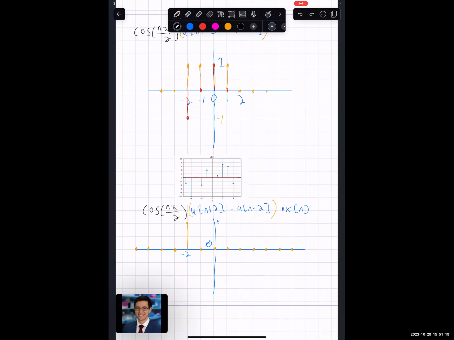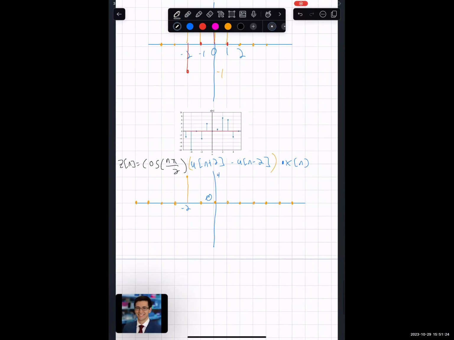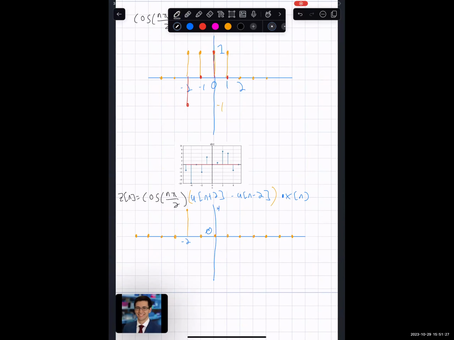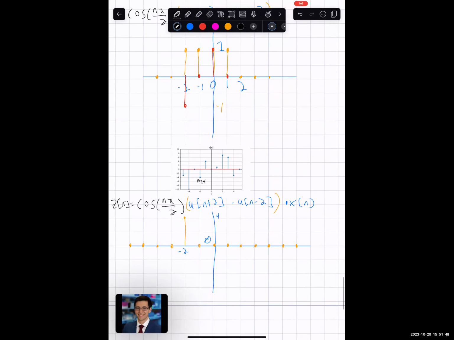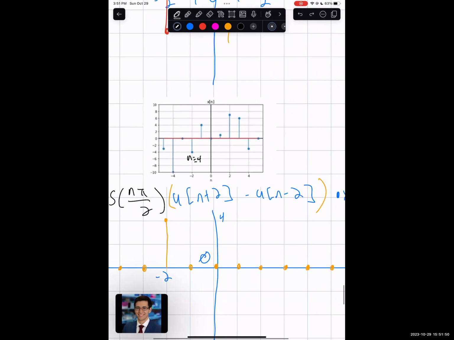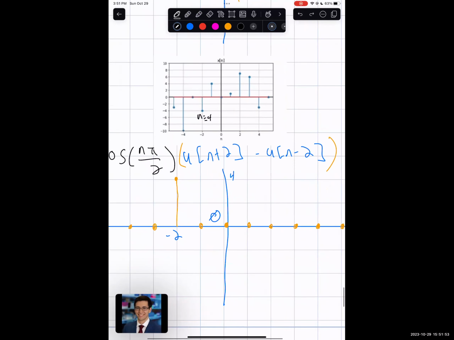So this could be z of n. Might be good to label that. This is our answer. And so we know everything will be 0 except n equals -2 and n equals 0. So when we go here, everything's going to be 0 except these two timestamps. And then n of -2 just gets flipped. So here it's -4, and it becomes +4 here because it's times -1 from this graph. And then x of n at 0 is already 0. So 1 times 0 gives you this 0.